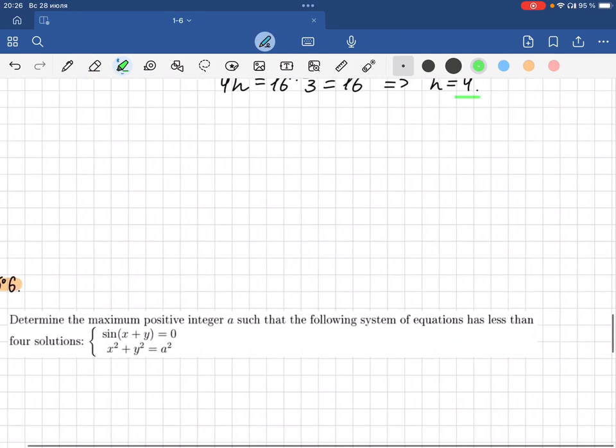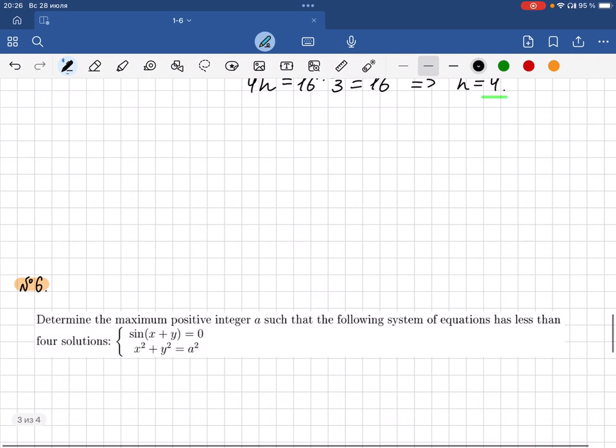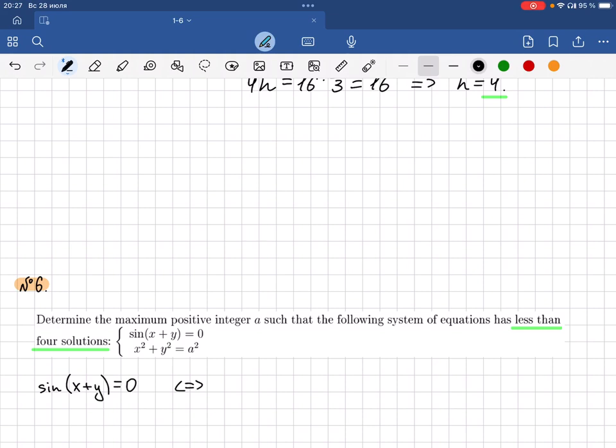Let's move to the next task. Here we have to determine the maximum positive integer a such that the following system of equations has strictly less than 4 solutions. Let's focus on the first equality. Sine of x plus y equals 0 if and only if its argument, which is x plus y, equals pi multiplied by k, where k is some integer number.